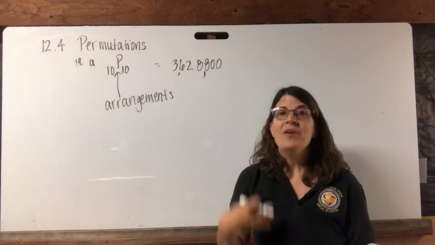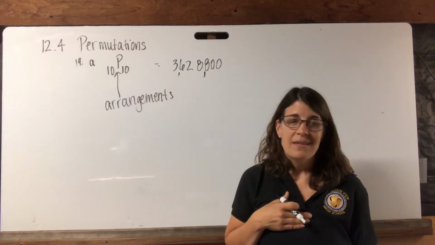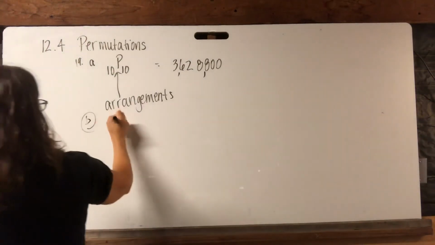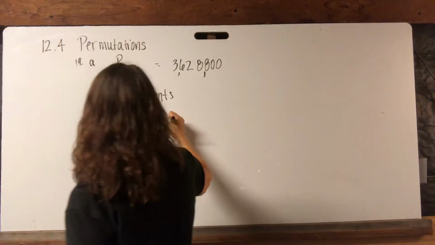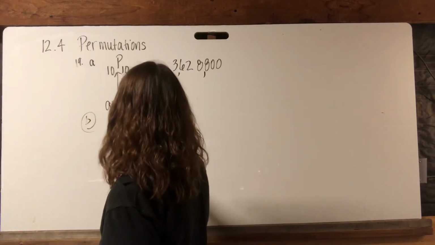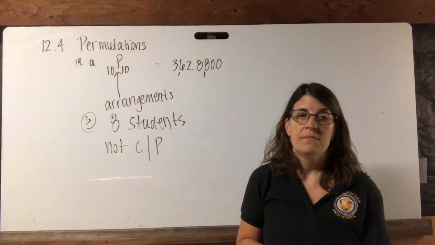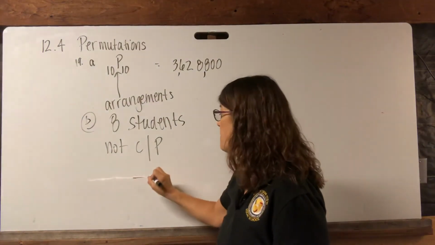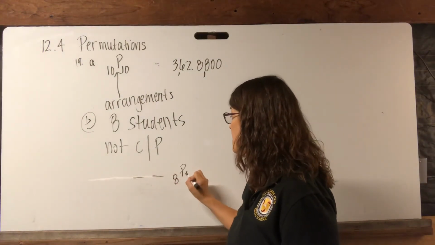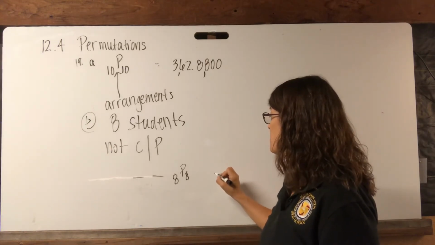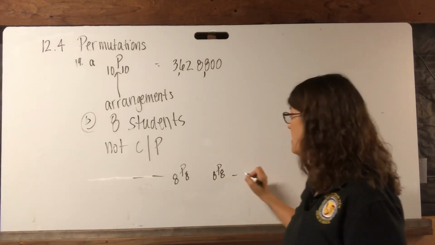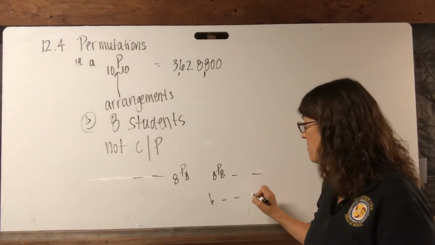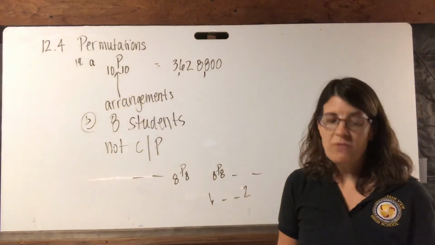How many kids are not Calvin and Phoebe? They only wish they were that cool. That's right, there are 8. There are 8 students that are not Calvin or Phoebe. So I'm going to arrange these 8 kids. So maybe it's Calvin, Phoebe, and then these 8 kids. Or maybe it is the 8 kids, and then it's Calvin and Phoebe. Or maybe it's 6 of the kids, Calvin, Phoebe, and then how many more kids are left? 2.